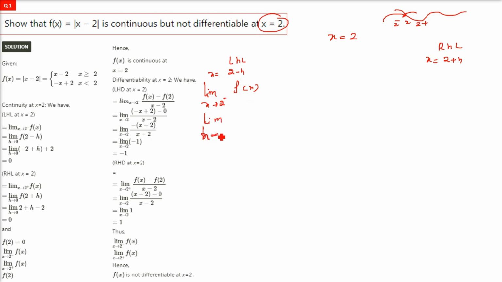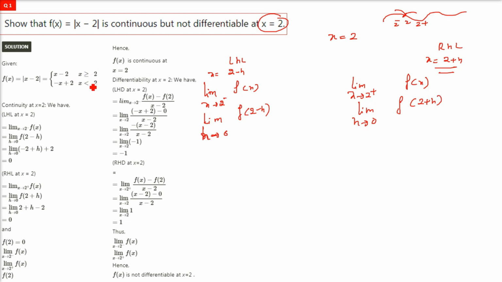It will be limit h tends to 0. Replacing x, because we are going on the back side of 2, so x less than 2, we have to use minus x plus 2. In minus x plus 2, we have to replace x by 2 minus h. So we are doing it on the left hand limit and right hand limit also. The right hand limit will be limit x tends to 2 plus f(x), and when we replace x by 2 plus h in x minus 2, it is going to be limit h tends to 0.